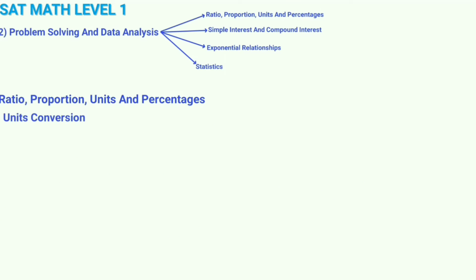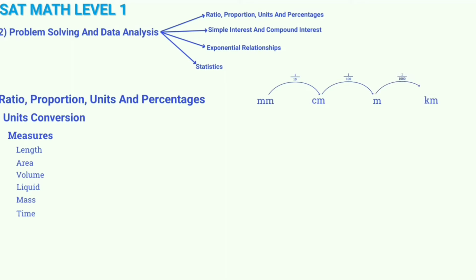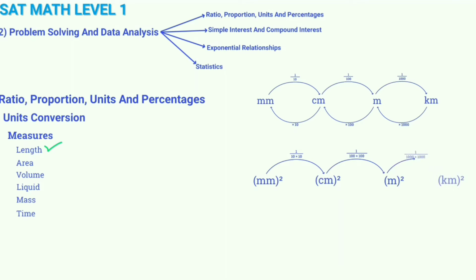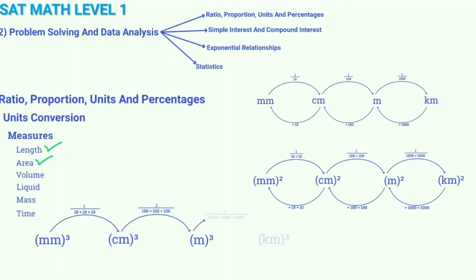Unit conversions: measures of length, area, volume, liquid, mass, time. Starting with length: millimeter, centimeter, meter, kilometer, kilometer to meter, meter to centimeter, centimeter to millimeter. Then area, same thing. Then volume, same thing.